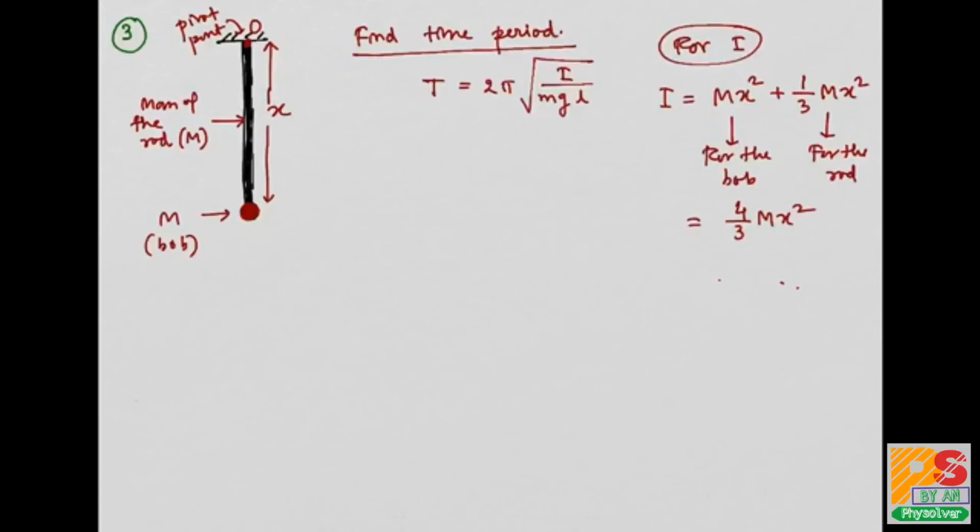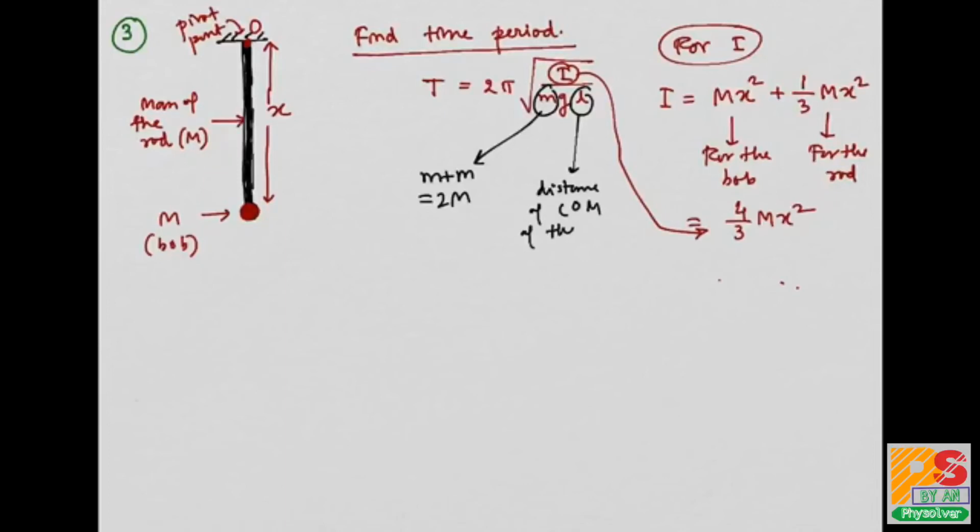Now coming to m, m is basically m plus m, that is twice m. Why? Because the rod as well as the bob both are performing SHM. Now for length, this is important. L is the distance of the center of mass of the system from the pivot point, right?